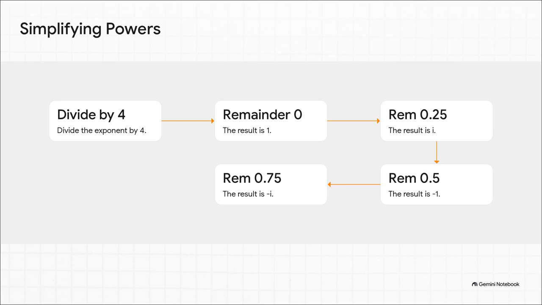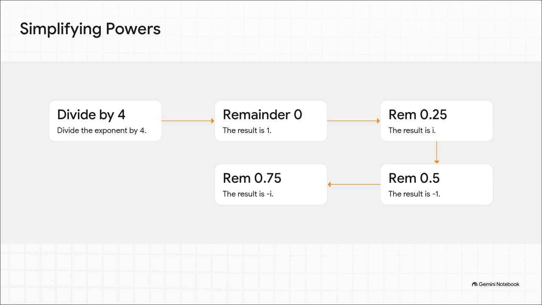So the crucial takeaway here, and honestly, this is your powerful cheat code for those October exams, is that since the powers repeat every 4 steps, you can simplify literally any power of i, no matter how huge it is, just by dividing the exponent by 4. If it divides evenly with a remainder of 0, boom, the answer is 1. If you punch it into a calculator and get a decimal of 0.25, which means a remainder of 1, the answer is i. A decimal of 0.5 gives you -1, and 0.75 gives you -i.